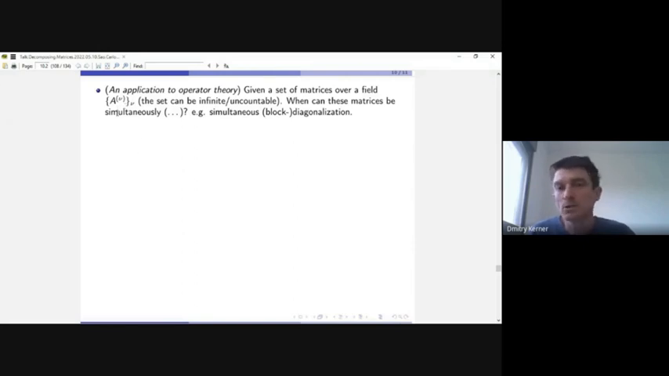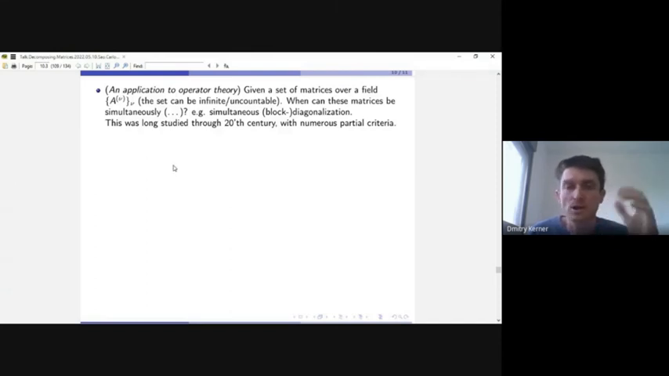And this is the old classical question. It was studied for many years, and various criteria were given. For example, the simplest criterion is the matrices can be simultaneously diagonalized if and only if they all commute, as we know. But sometimes this criterion is not good for some applications, and people needed other criteria. So let's see how we can answer this question.